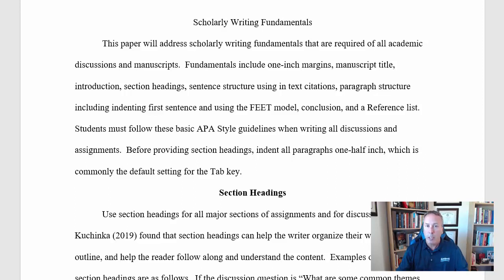In this short presentation, I'm going to go through some fundamentals of scholarly writing that every student should apply to their manuscripts, and most of these will also apply to discussions. These fundamentals include 1-inch margins, the manuscript title, introduction, section headings, sentence structure using in-text citations, paragraph structure using the FEAT model, which is a model I created a while back, a conclusion, and finally a reference list.